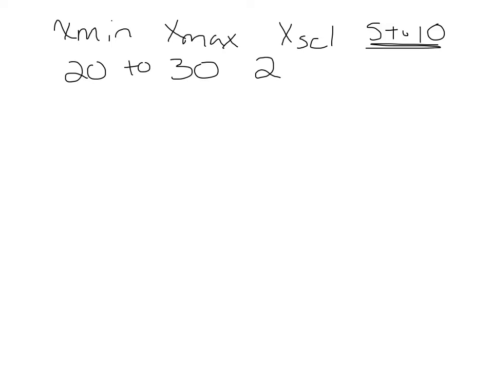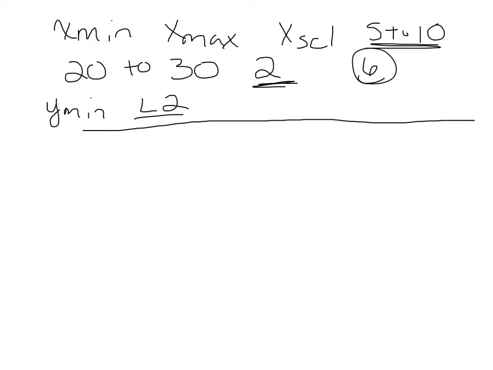And then what you do is you test it out. 20, 22, 24, 26, 28, 30. That was 6 different numbers. So a scale of 2 is perfect for that. Repeat the procedure for the Y mins and maxes, except that this time you will be looking at your list 2 column of numbers to make that determination. After you have the window set, you should be able to hit the graph button and see your scatter plot.